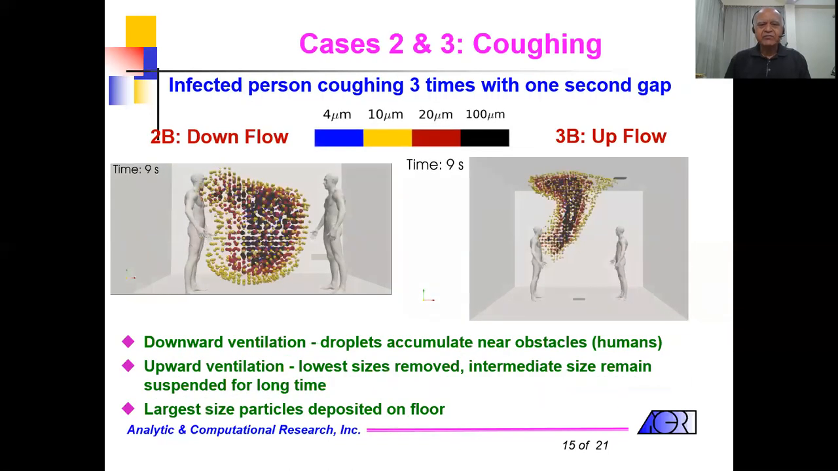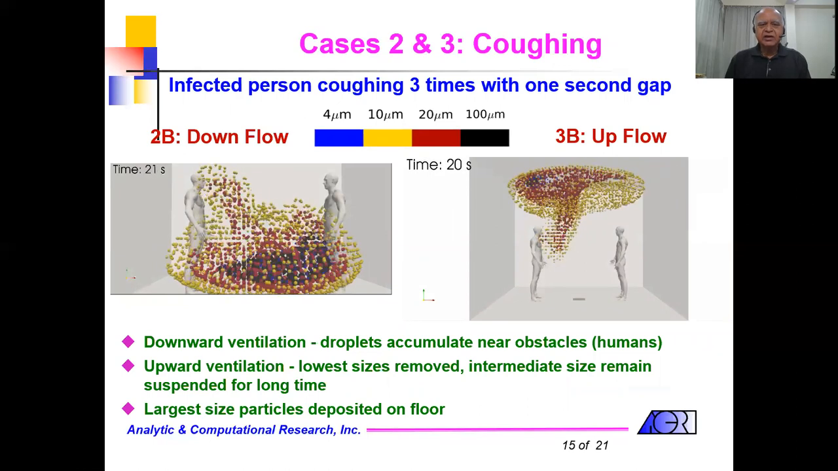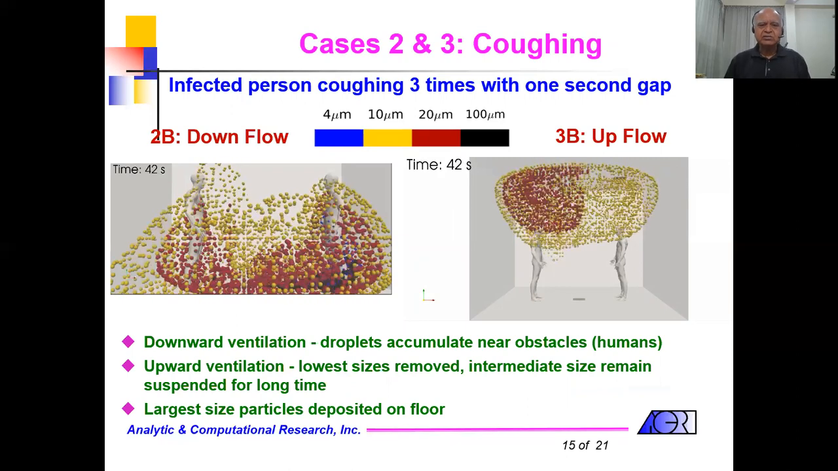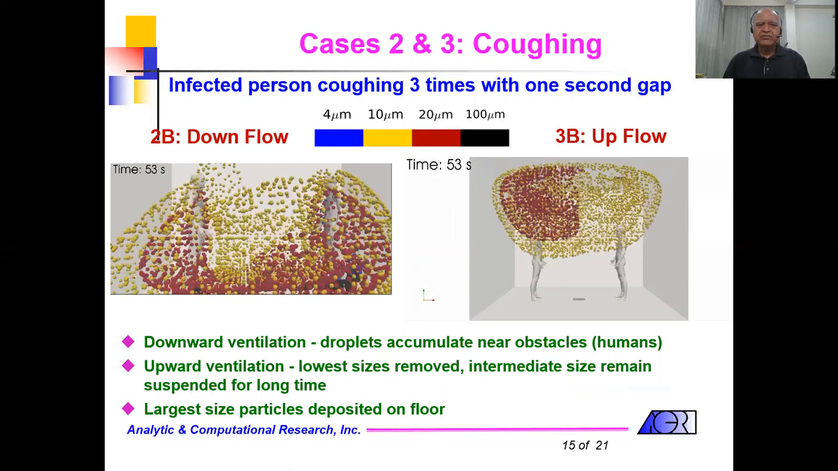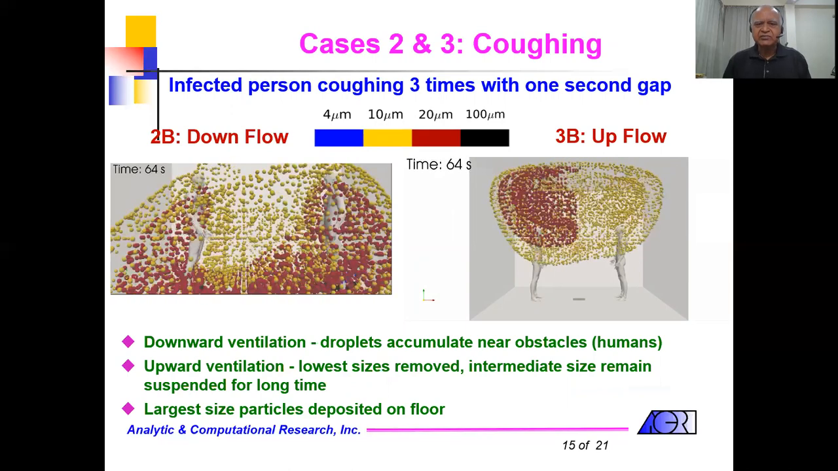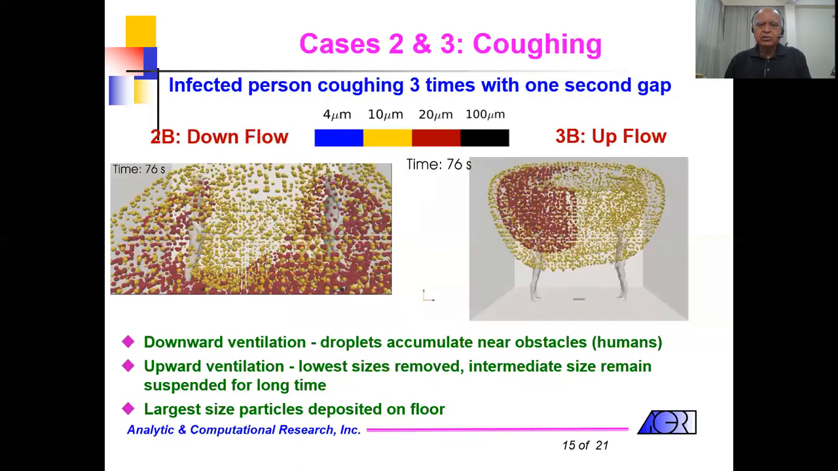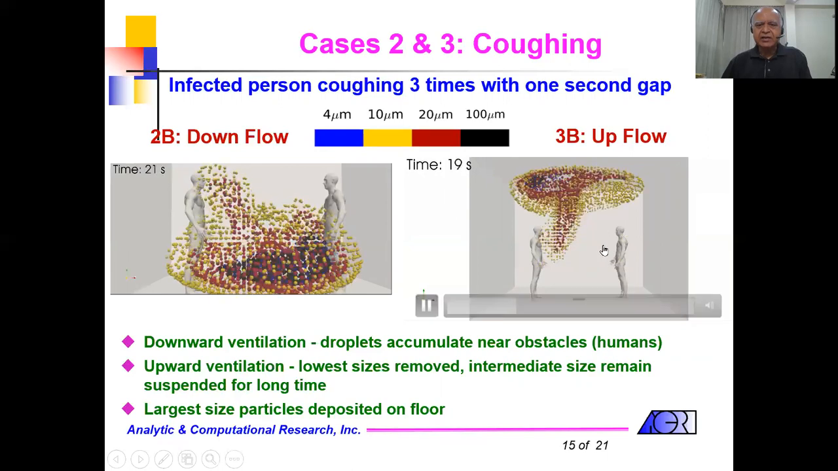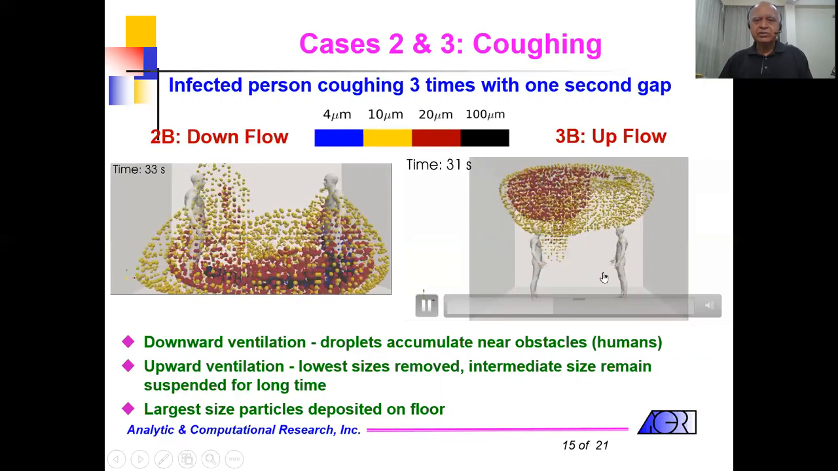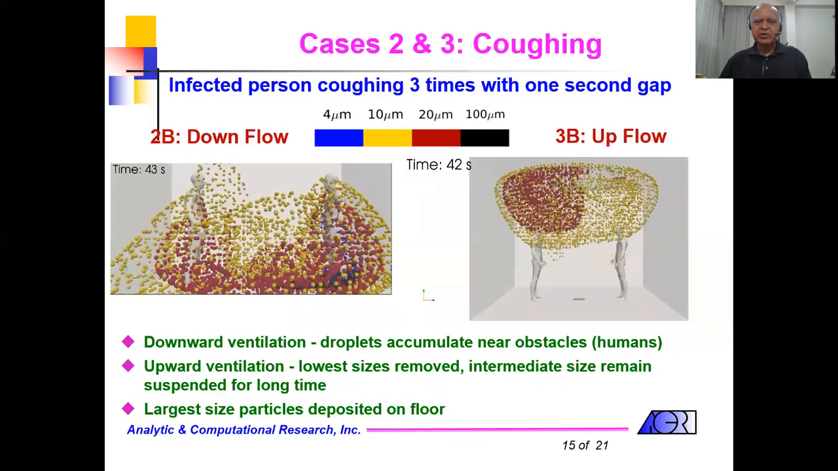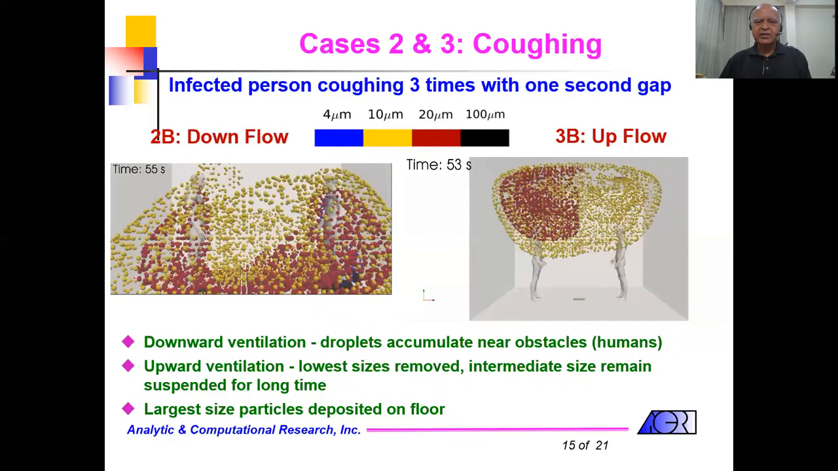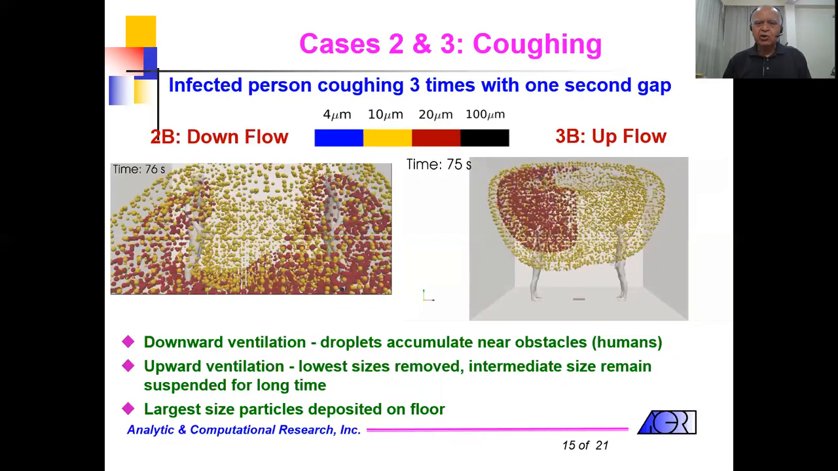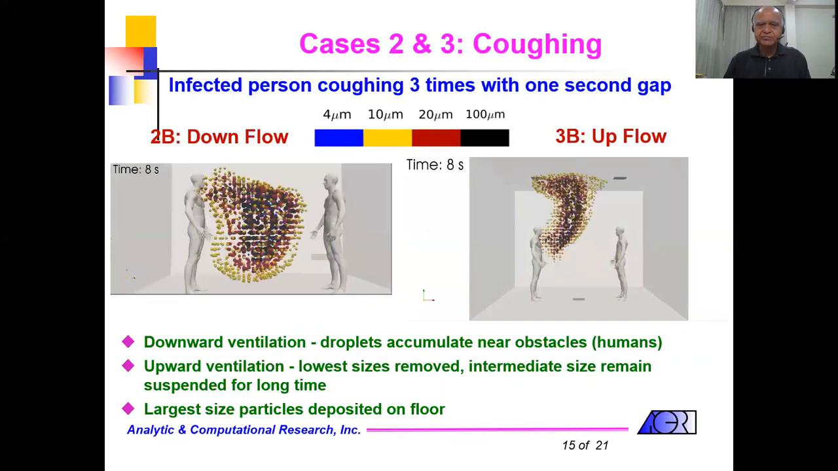Let's take the case of coughing. Here, in the case of the downflow, you see some of the droplets accumulating near the humans, and then they first drop to the floor and then they rise up, the heavier ones. In the case of upflow, as you will notice, they go to the ceiling first, and then they come down to the recipient. In both cases, the potential recipient is impacted. Of course, the particulars of the two situations are different. And in the second case, it takes a little longer to reach the recipient.